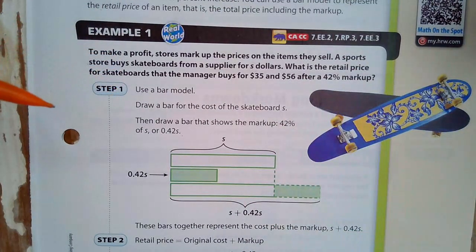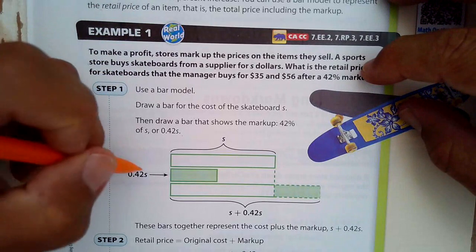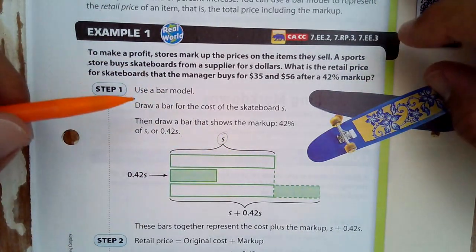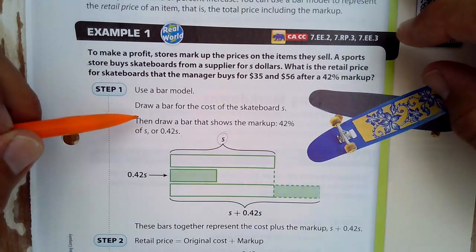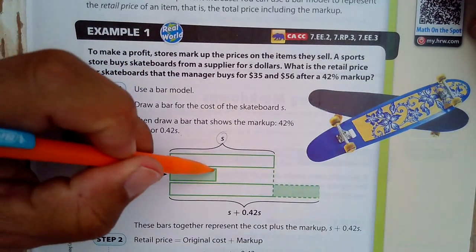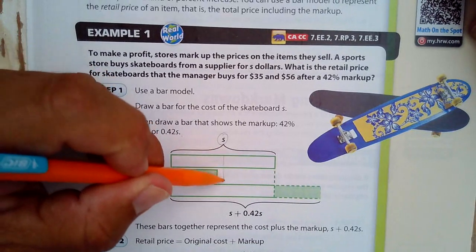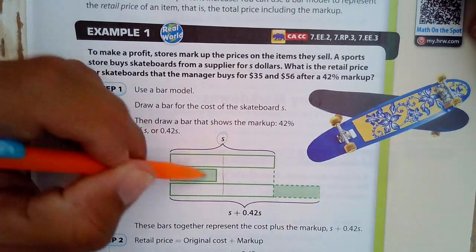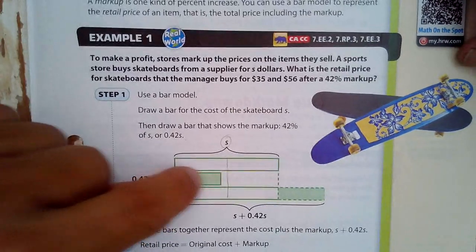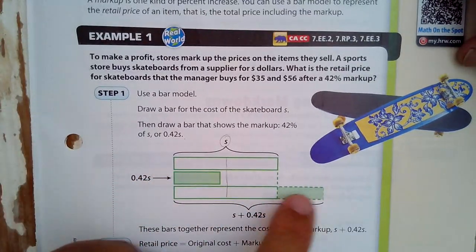We're going to use a bar model for this. So draw the cost of the skateboard. So this is the skateboard right here, this full thing. And draw a bar that shows the 42%. So this is 42%, not quite 50%. 50% is about here, 42% is there. So this 42% gets added on to the total price of the skateboard.